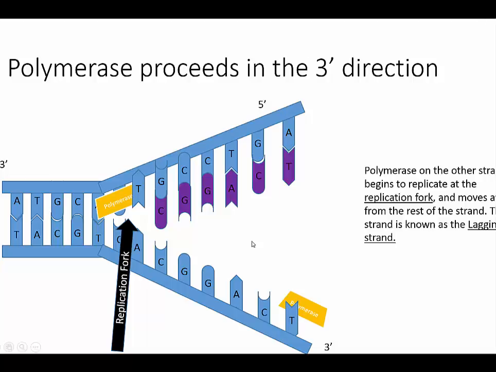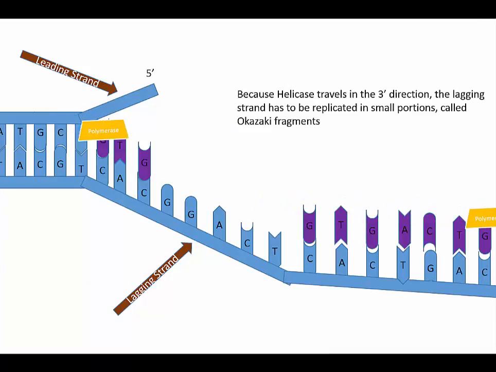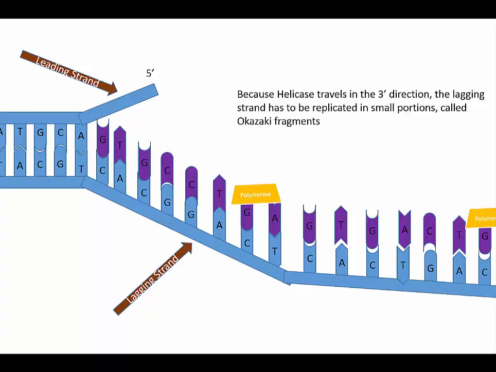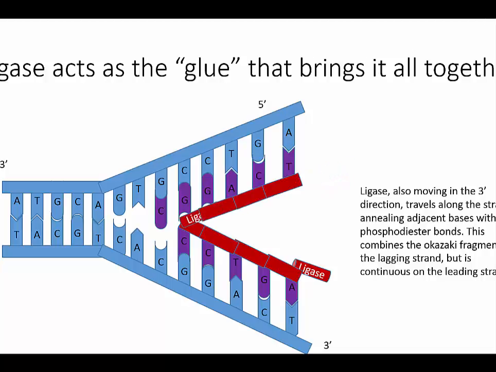The strand where the 5' end continues, it seems to grow, is called the lagging strand. So because helicase travels in the 3' direction, the lagging strand has to be replicated in small portions. These small portions are called Okazaki fragments. And then ligase comes in, and this ligase acts as the glue that brings it all together.